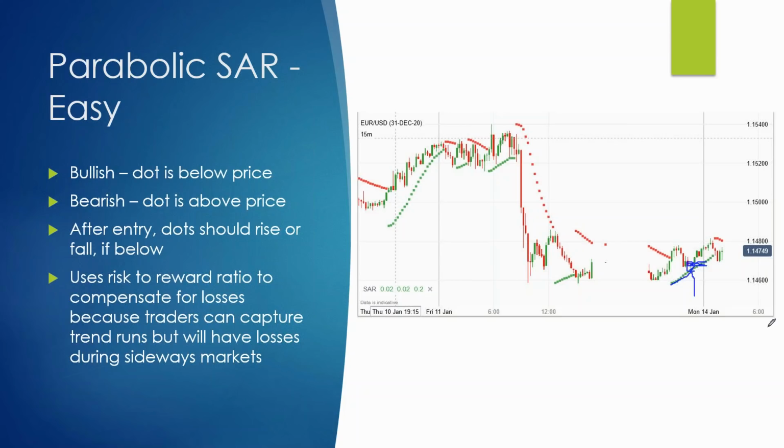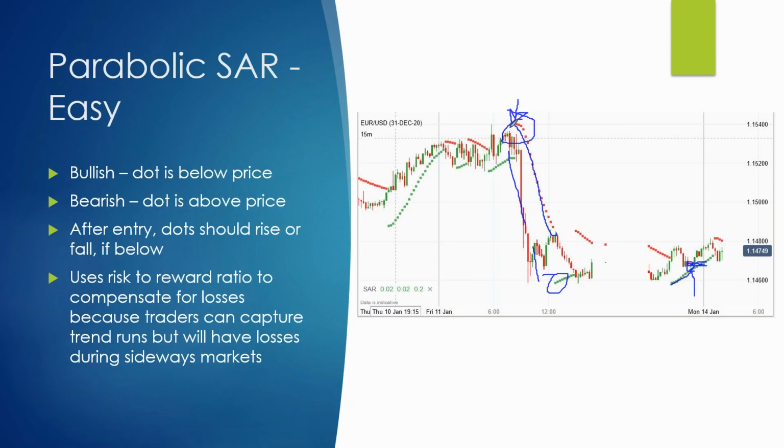Now, it does use risk to reward parameters. The reason it does that is because, for example, over here, let's say that you went short here, then you may want to stay with that until this point here when it flips the parabolic. Any questions on that? And this would be considered your trend run.